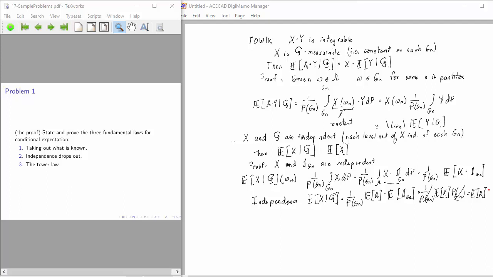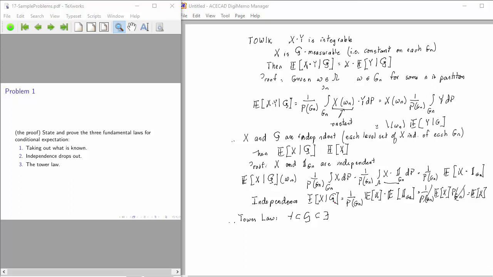Okay, the last one is the so-called Tower law. And this applies in the case where you've got 3 sigma fields, H is included in G is included in the sigma field F. Now recall what this inclusion means. It means that each set in the sigma field H is a union of sets that are in G, while each set that's in G is a union of sets that are in F. So H is a much coarser subdivision of the sample space than G. G is in turn coarser than F.